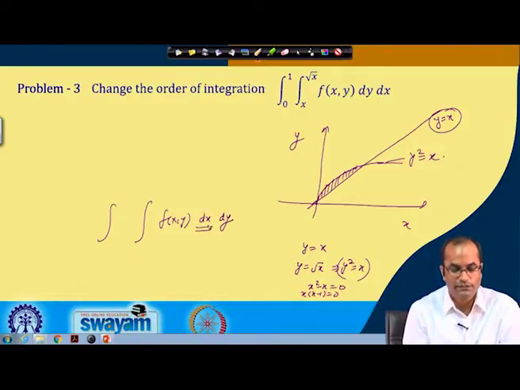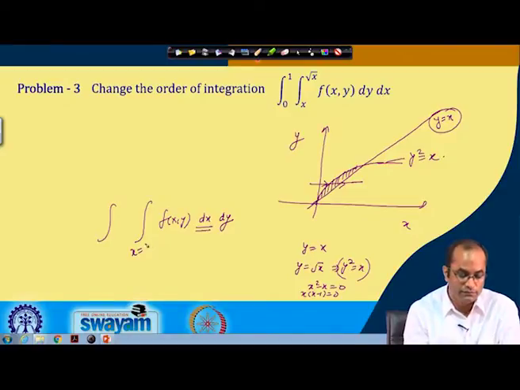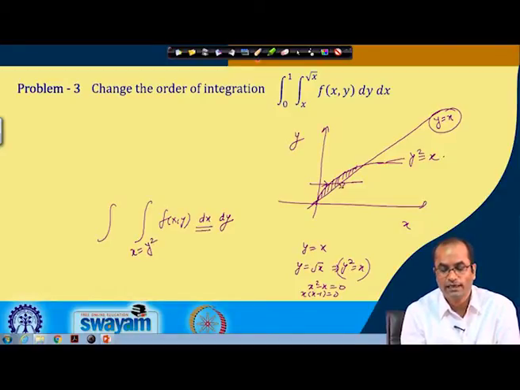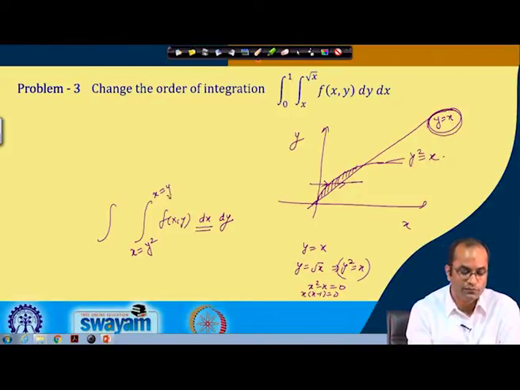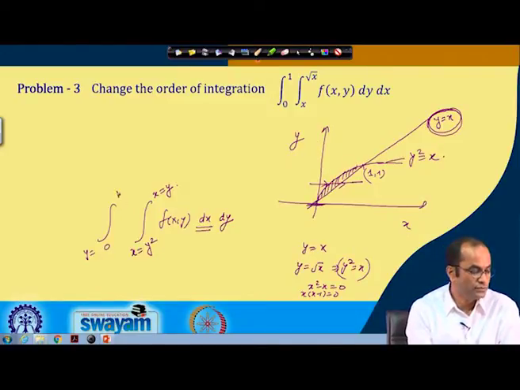So, we will fix first the limit of x. So, we need to draw a line here in the direction parallel to x, and we will see where it enters the domain and where it exits the domain. So, here the entry point is again the parabola. So, the limit of x will be from y square to, and this is leaving the domain exactly at x is equal to y. So, here x is equal to y, and in the direction of this y. Now, such lines are moving from y is equal to 0 to y is equal to 1.